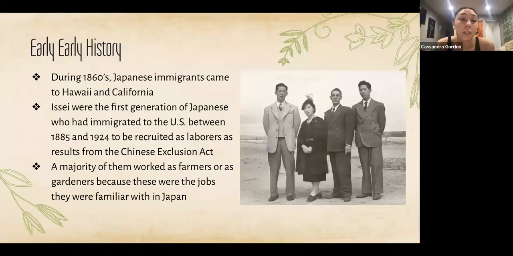Yeah, so for some early history, during the 1860s, Japanese immigrants came to Hawaii and California. The Issei were the first generation of Japanese who had immigrated to the U.S. between 1885 and 1924 to be recruited as laborers and as a result of the Chinese Exclusion Act. A majority of them worked as farmers or as gardeners because these were the jobs they were familiar with in Japan.